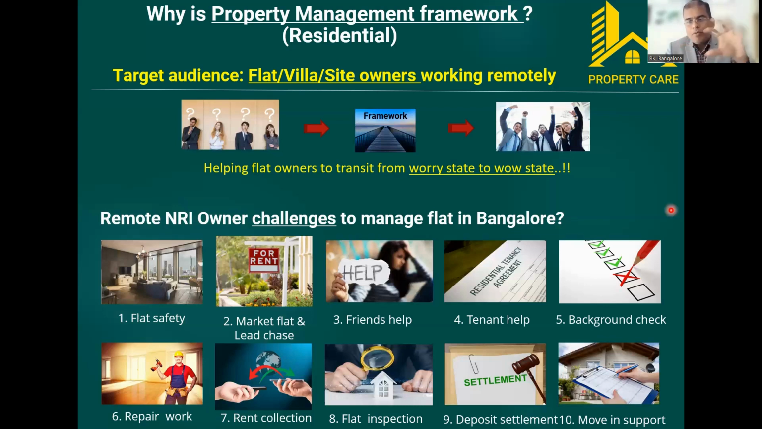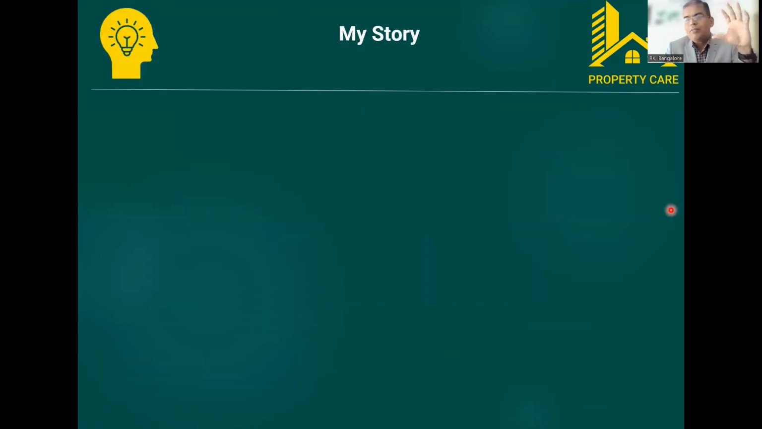So this is the total overall set of issues highlighted. A few may be missing. This is the general set of major issues which we are trying to address for the owners. So why did I get into property management? I have my own experience of all these issues, so I decided to share that with the people who are interested, who join our group, our customers. I was born in Tamil Nadu, Coimbatore.